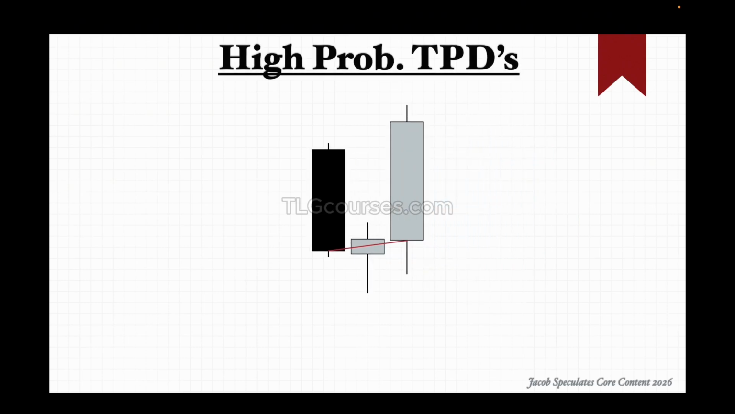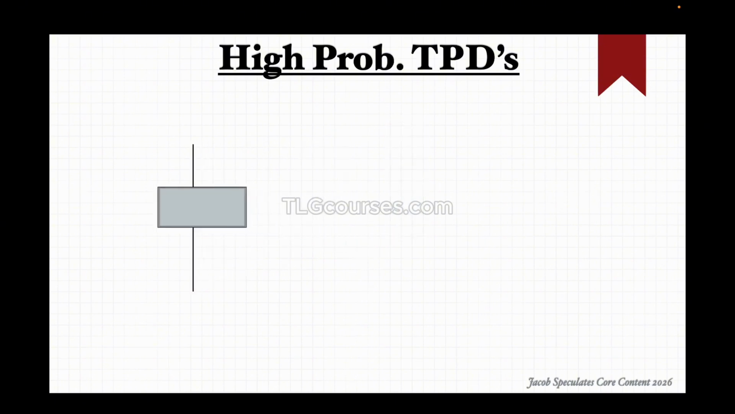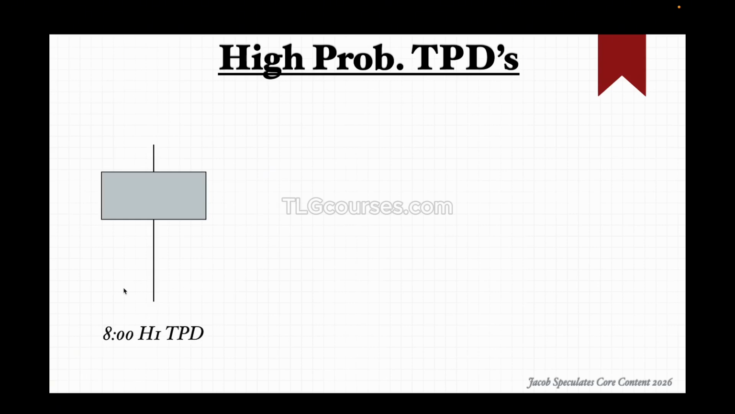So now that we understand what times we're looking for TPDs, how do you know if a TPD is actually high probability? Let's take a focus on candle number 2. Let's say here we have an 8 o'clock 1-hour TPD. In order to know if the TPD is high probability, the price action within the TPD gives you greater detail. So let's put a time axis on this. Let's say this is 8 o'clock, this is 8:30, and this is 9 o'clock. So we have the open of the candle, the middle of the candle, and the close of the 8 o'clock 1-hour candle.